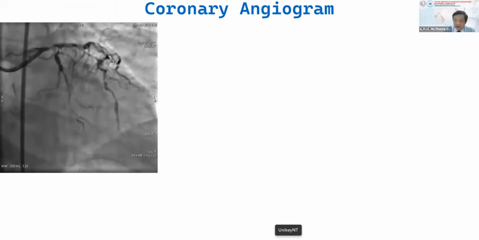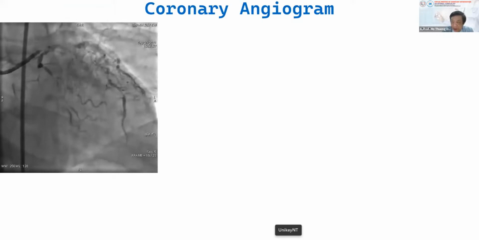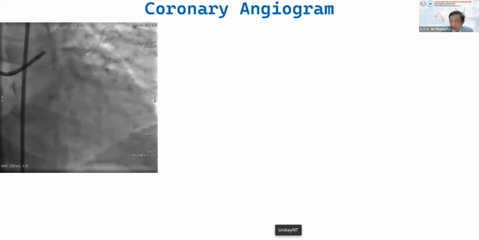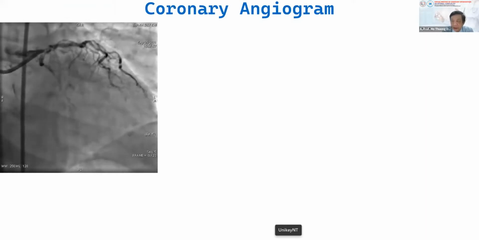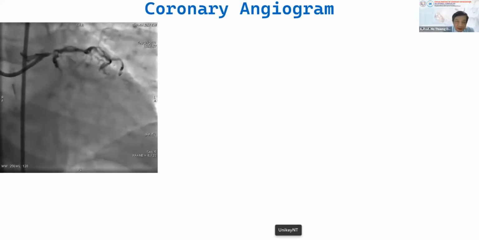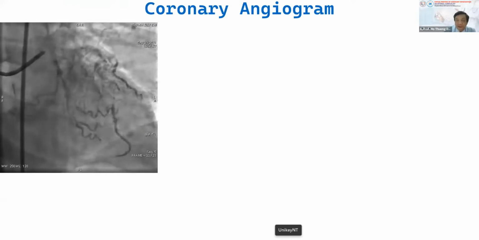I won't go into detail about when I did PCI in the RCA, but after we did IVUS, I must use rotablator because the calcified burden is very heavy. And after I use rotablator in combination with the cutting balloon, I deploy stent, it's okay. I focus on the LAD, as you see, very severe and diffuse, and tortuous of the LAD.